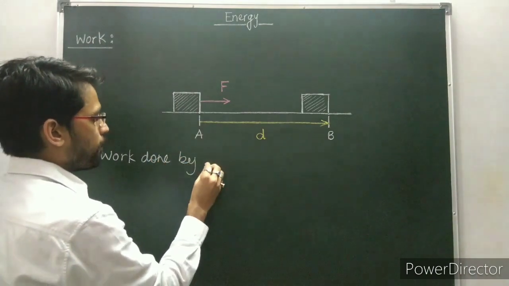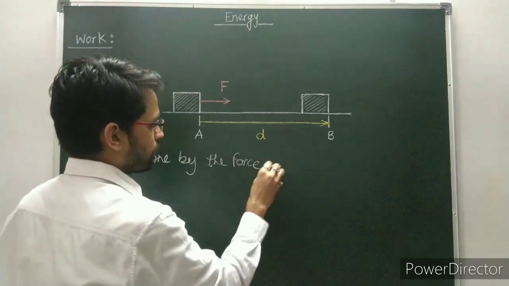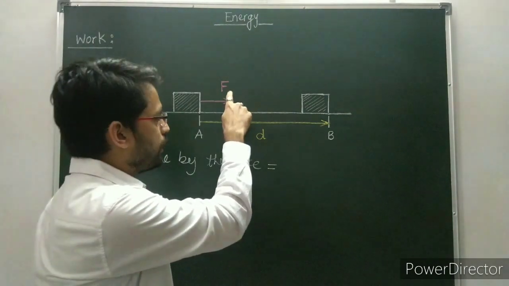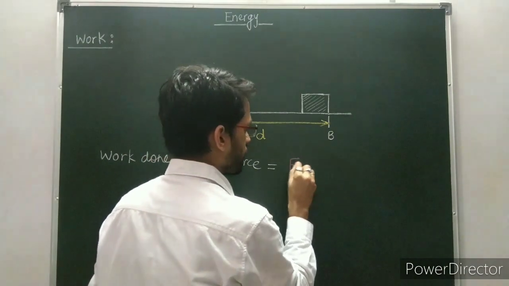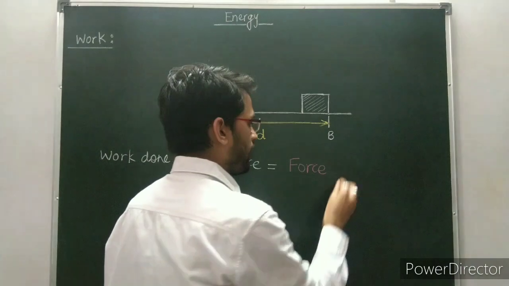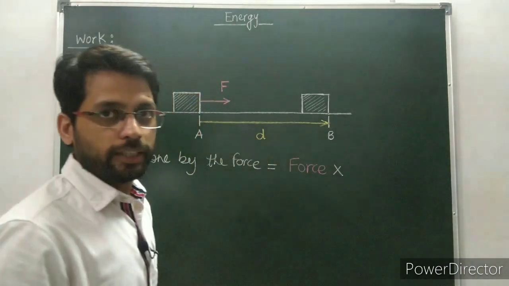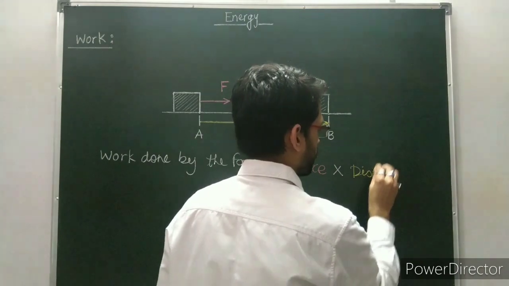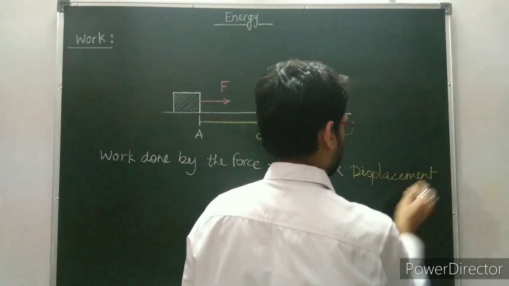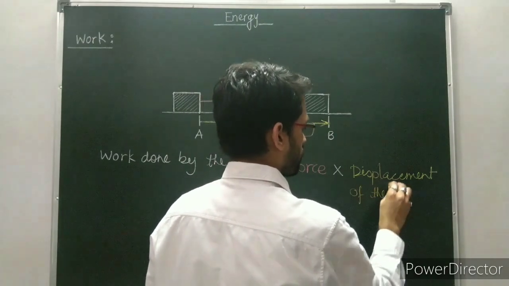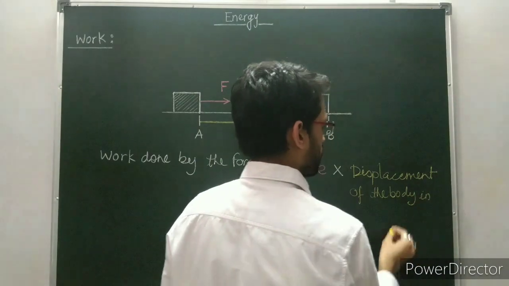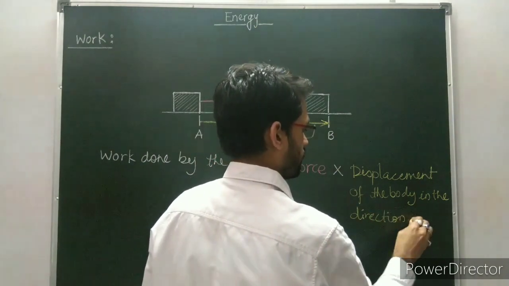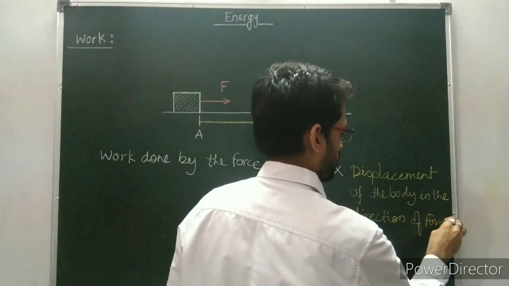done by the force is equal to the magnitude of the force, meaning the value of the force, multiplied by the displacement of the body in the direction of force.